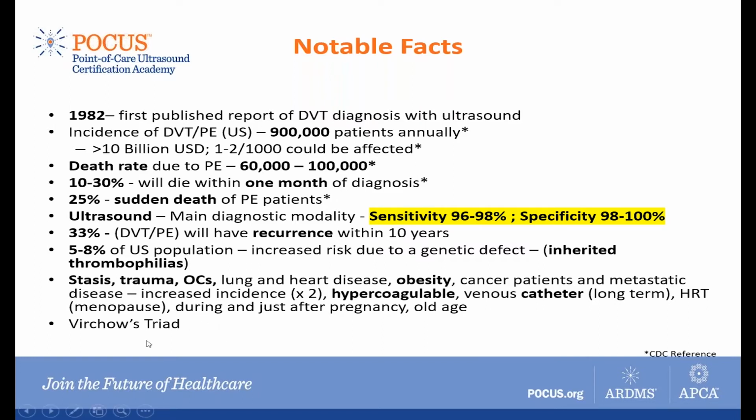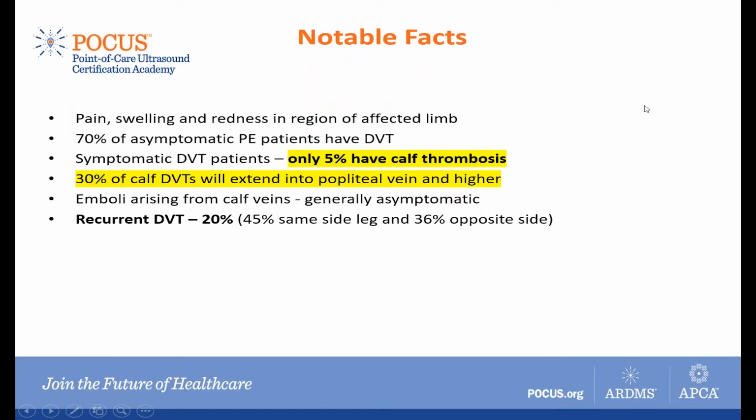A few things to remind ourselves of are the Virchow triad: stasis, trauma, patients on oral contraceptives, obesity, and hypercoagulable conditions may predispose the patient to develop thrombosis. Also be aware that pain, swelling, and redness are seen in the affected limb, but it could also be asymptomatic. We have seen patients who have redness and swelling on the left side, but they actually have a deep vein thrombosis on the opposite side. So that is very much possible.